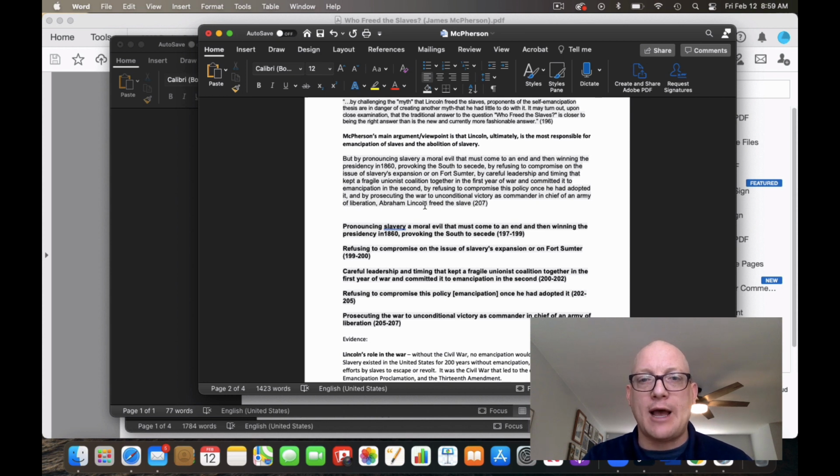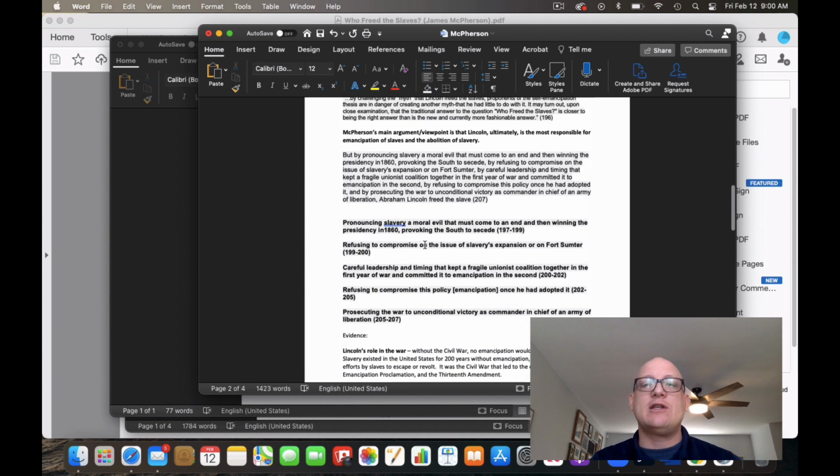Careful leadership and timing, holding that fragile unionist coalition together and then getting it to commit to emancipation, 200 to page 202. Refusing to compromise this policy once he adopted it, page 202 to page 205. Okay, and then lastly, prosecuting the war to unconditional victory as commander-in-chief, pages 205 to 207. He covers every one of these pieces of evidence that he summarizes in this last sentence of the last paragraph.